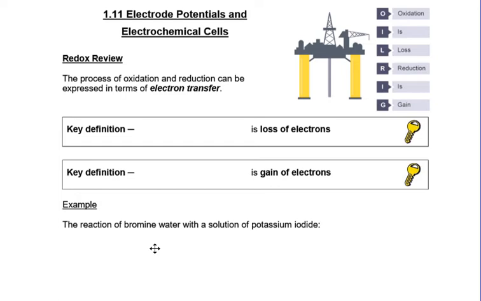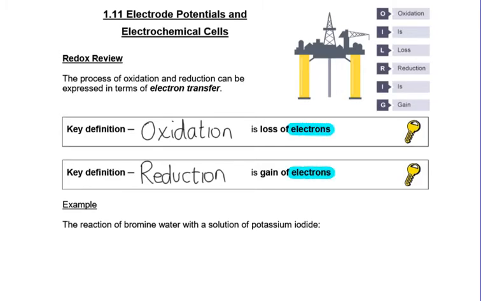In this video, what we're going to do is review our understanding of redox from the first year of the course. So why don't you just have a go at filling in these two key definitions? You should know the answers to these two. So there we go, oxidation is loss, reduction is gain. And remember at A level we must say what we're losing or gaining, and that is electrons.